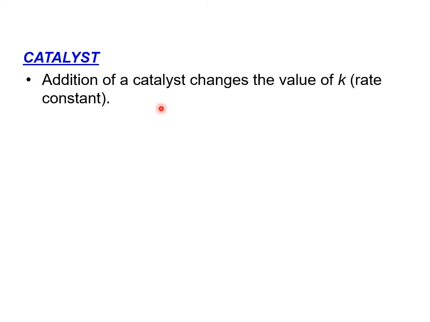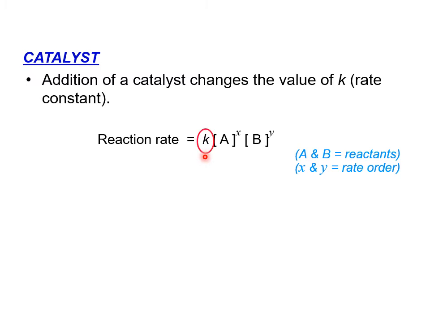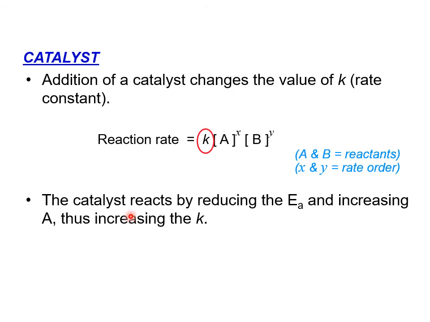Addition of a catalyst changes the value of k, which is the rate constant. So we can see here, the rate law: reaction rate equals k[A]^x[B]^y, where A and B are the reactants and x and y are the rate orders. You can see the k there, it will increase or change. The catalyst works by reducing the EA and increasing the A, thus increasing the k.